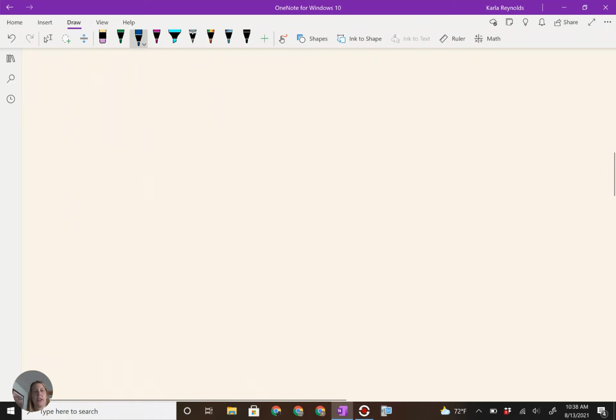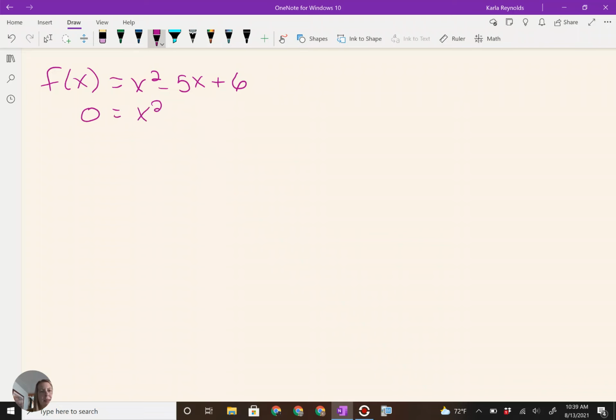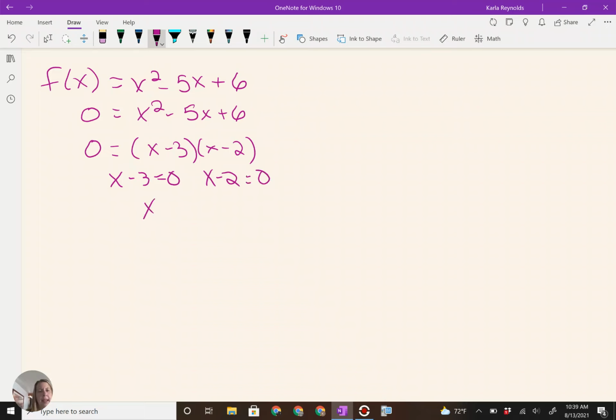Okay, now we're going to do 1.5 more questions. All right, so our last-ish example, you'll see why I say ish, is this quadratic. All right, so for the zeros, if we set this equal to 0, we have to do everybody's favorite thing, factoring. So we factor this. And then set each factor equal to 0. And our zeros are 3 and 2.